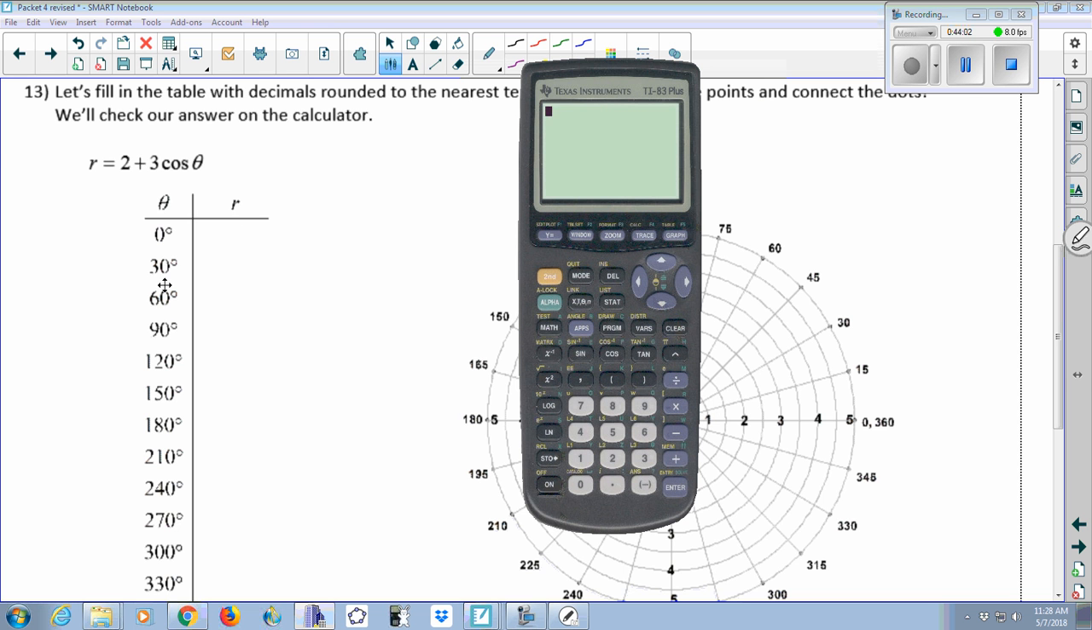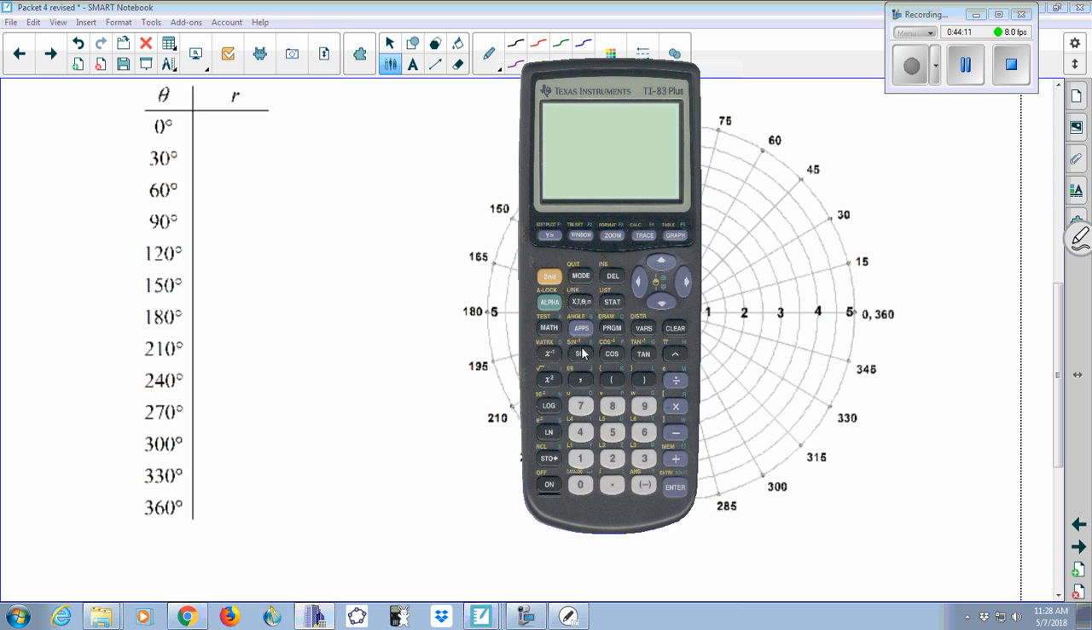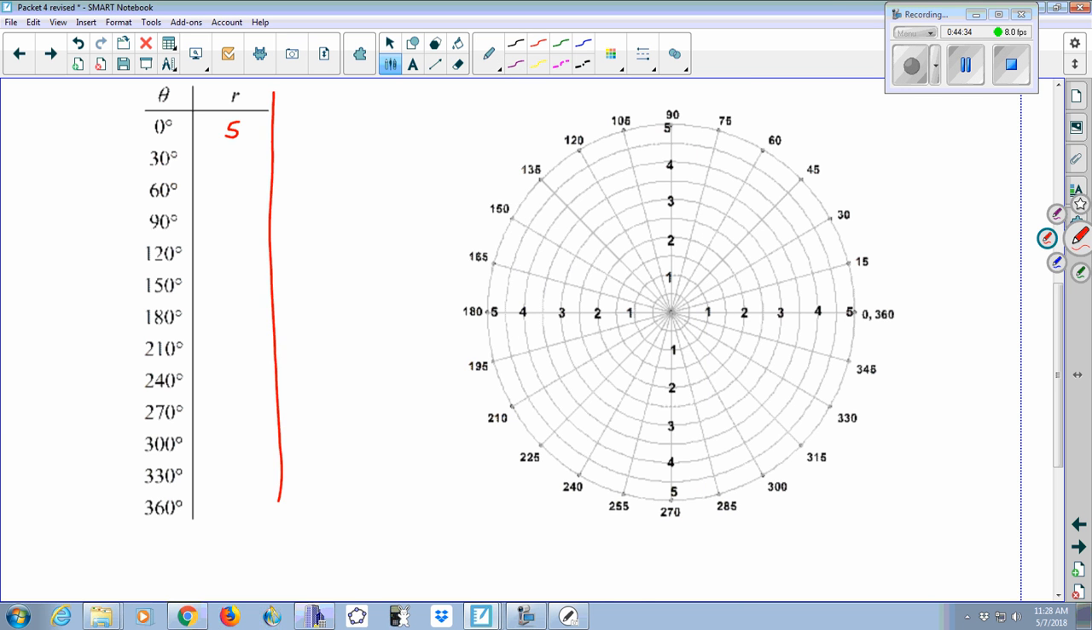Notice that all of our angles are incrementing by 30 degrees here, all the way up to 360. So one thing I can do is say it's 2 plus 3 cosine of theta. My very first angle is 0. The cosine of 0 is 1, so this should just be 5. So r is 5. Maybe we could do a third column where we write our polar coordinates: 5, 0 degrees.